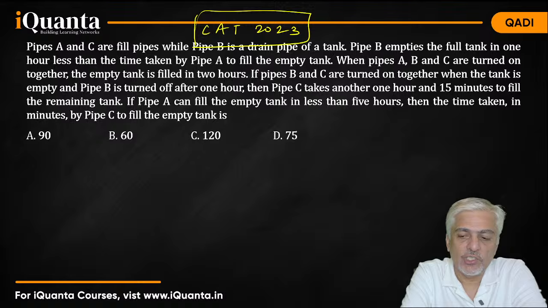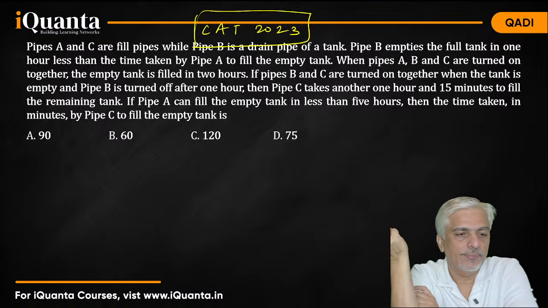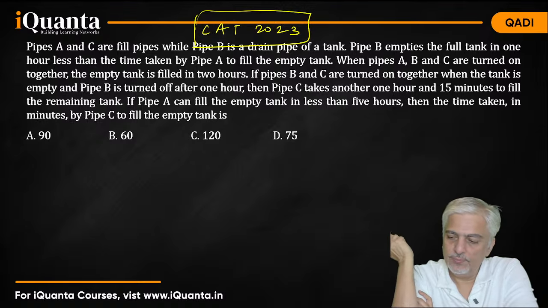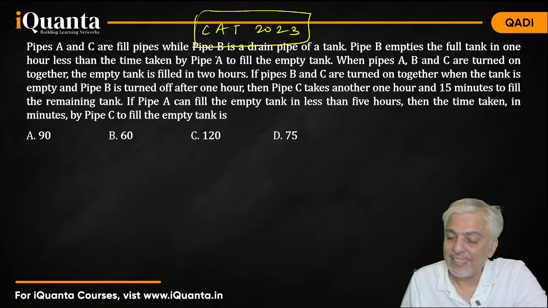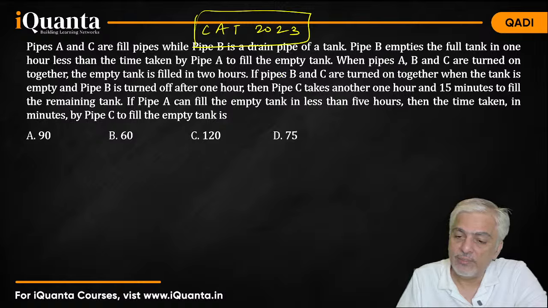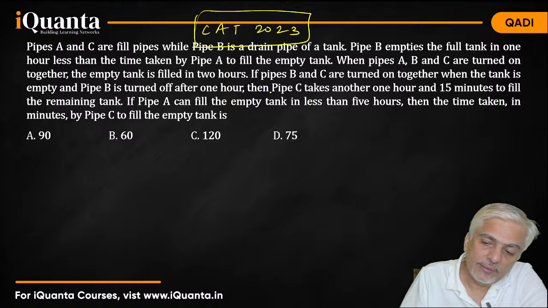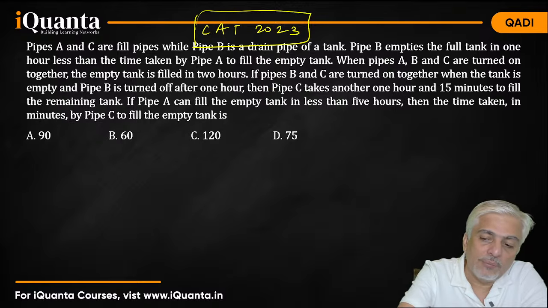Anybody answer for this question? B is a drain pipe, A and C are fill pipes. Pipe B empties the full tank in 1 hour less than the time taken by pipe A to fill the empty tank. Okay, no problem. I'm waiting for people to solve.